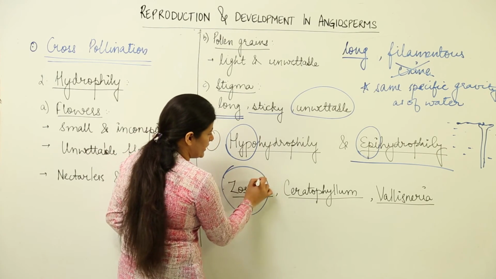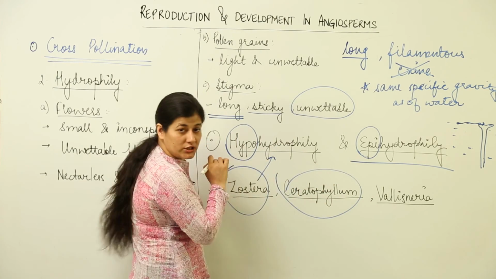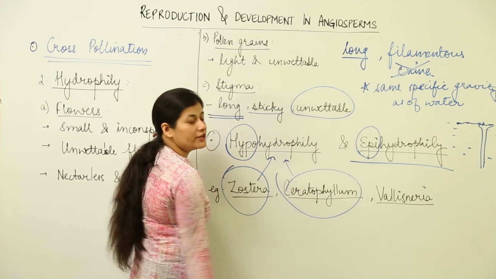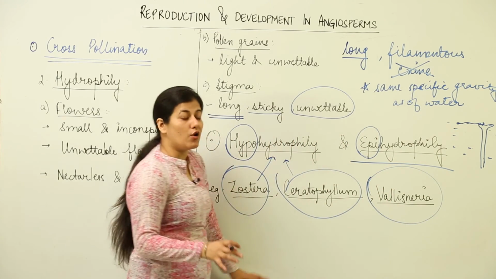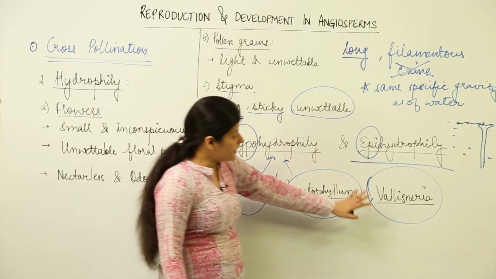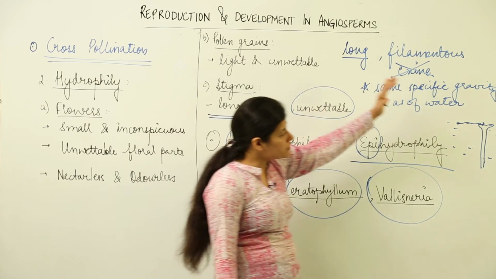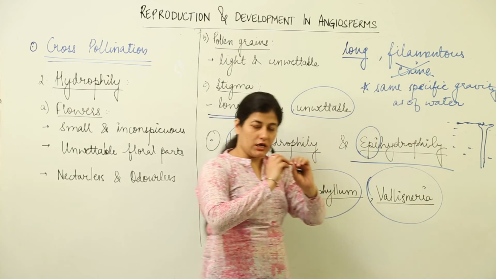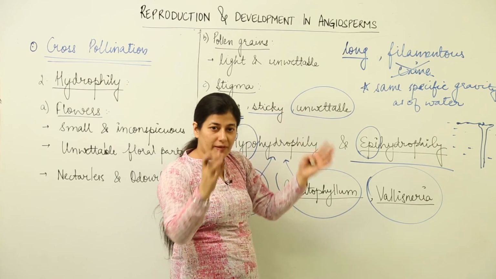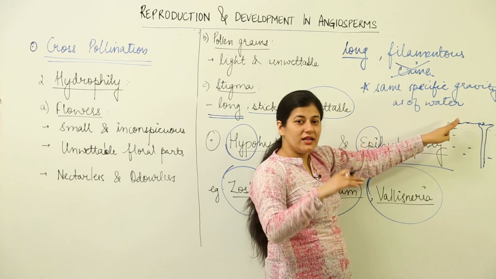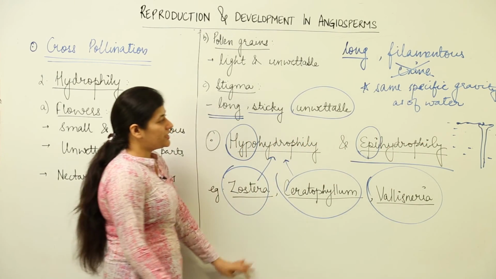Zostera is one example. It undergoes hypohydrophily. Ceratophyllum is a completely submerged water plant. It also undergoes hypohydrophily. The Vallisneria, which is the best example of hydrophily, undergoes epihydrophily. It has a long stalked stigma. It reaches till the surface. The anthers, not the pollens, the anthers are released. They come to the surface. Over there they burst. The pollens are released. Then passively they float to the unwettable stigma and pollination takes place.